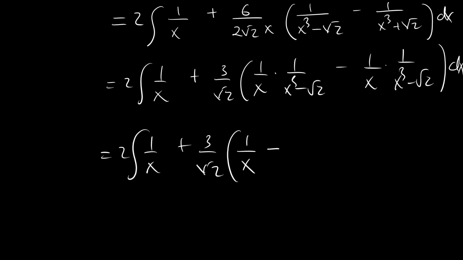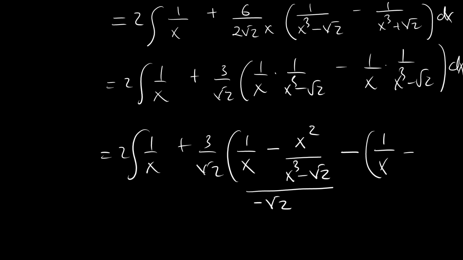This is x squared over x cubed minus root 2. So when this goes up, when multiplying by x squared, we have x cubed, and so what that means is we have negative root 2 there, and here we have the same thing, 1 over x, minus, so there is a plus here, sorry, 1 over x cubed plus root 2 over root 2. And there's an x squared here. Apologize.